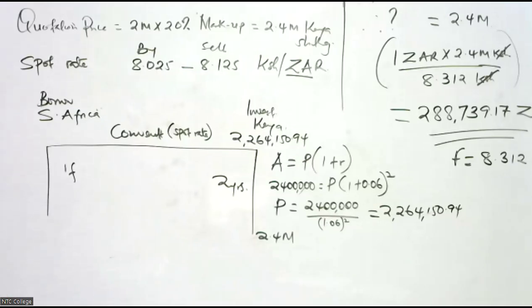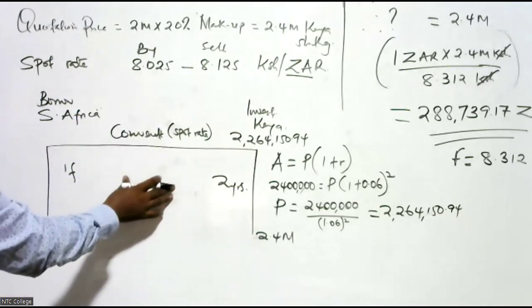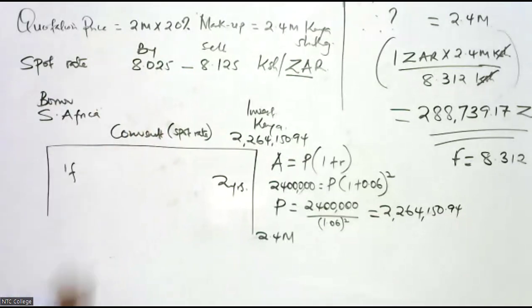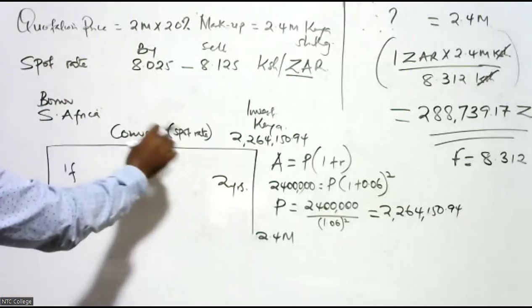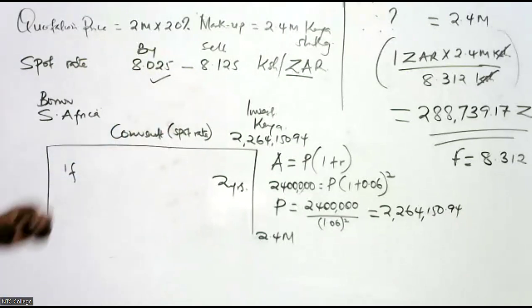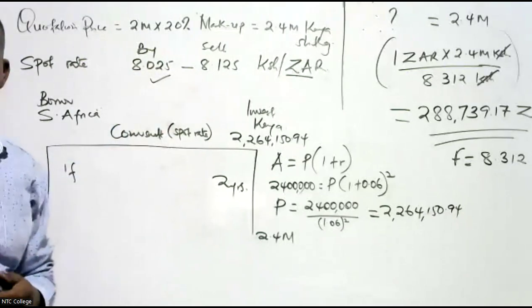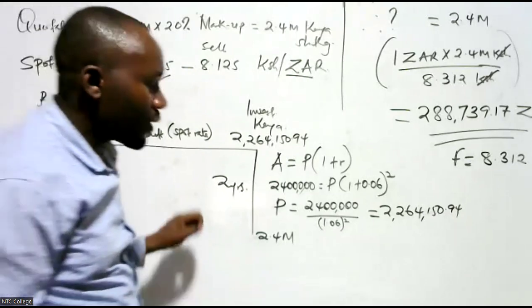So, what am I going to do? I'm going to borrow and then I come and exchange. So the bank will buy from me. Nikitoka South Africa, nimefika Kenya, they'll buy from me the ZARs, and then they give me Kenya shillings. So the bank will buy. So we're using buying rate. The rates are not the same, so that's fine.